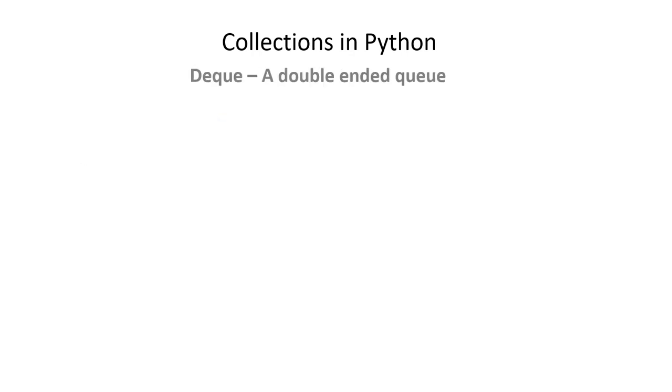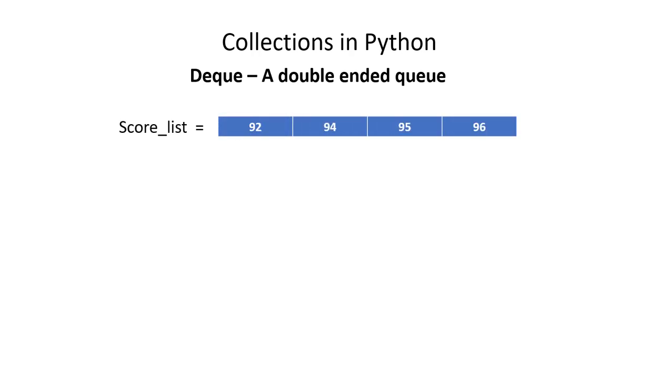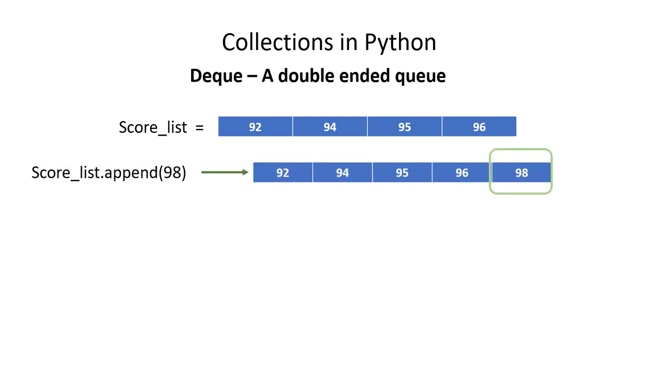Yes, that's where collections in Python comes into the picture. We have a collection called deque, which can be considered as a double-ended queue. So how is this double-ended queue going to work? This is just a variation of our default list in Python, where I'm going to again consider the same list of scores secured by different students in a subject, following which we are going to append a new value, which will sit at the end of the list.